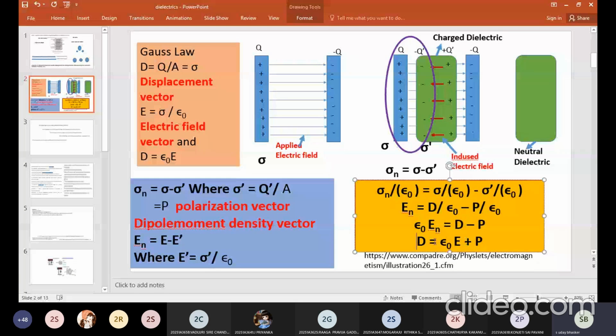Generally, it is asked for 3 marks in the examination to prove and get a relation between D, E and P, that is, displacement vector, electric field vector, and polarization vector. For your homework, I want you to tell me how P bar is the dipole moment density vector, or total dipole moment per unit volume. How is P equivalent to total dipole moment per unit volume? I want you to go home and try to work it out.